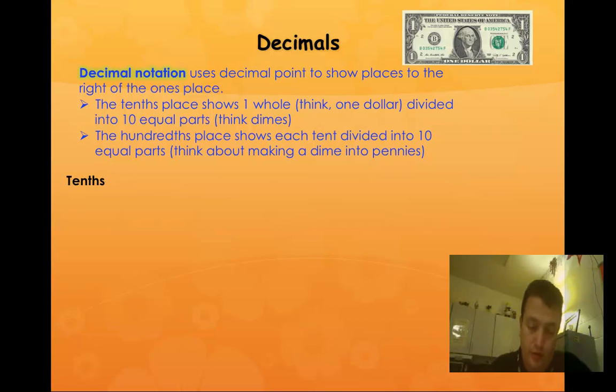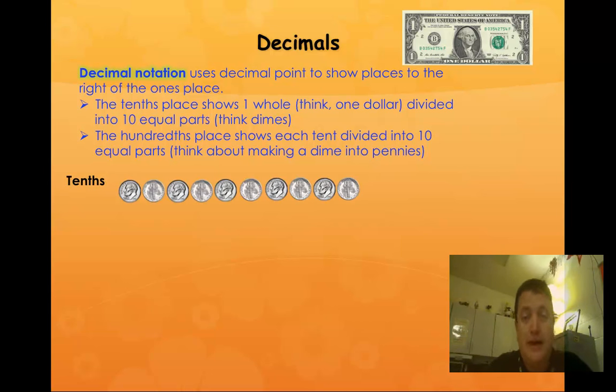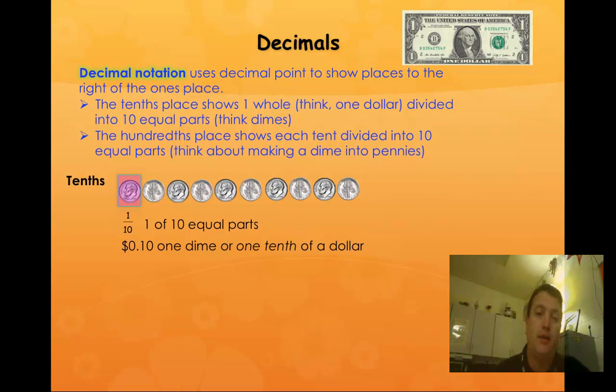So let's take a look at tenths for just a minute. Here are all my dimes. I've got 10 dimes there. That's going to be looking at my dollar. If I take one of those dimes, that's 1 of 10 equal parts, or 1/10. I can think about that if I wrote that in dollar and cents notation here. You can see my 0 where the ones place is.